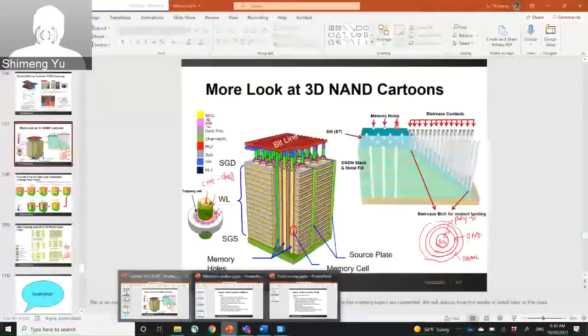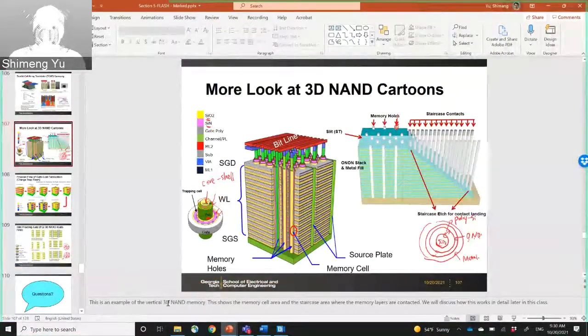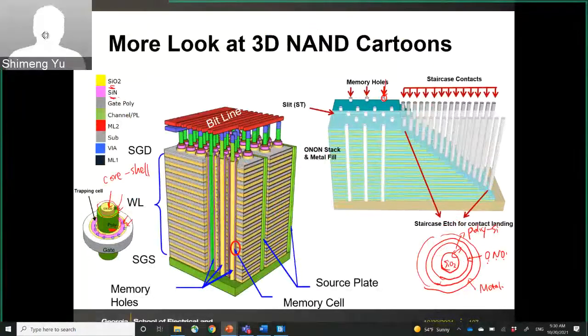All right, today we're going to finish up the Flash. And we talked about the 3D NAND Flash architecture last lecture, and here is a quick recap. So basically, we have multi-tier of those structures.